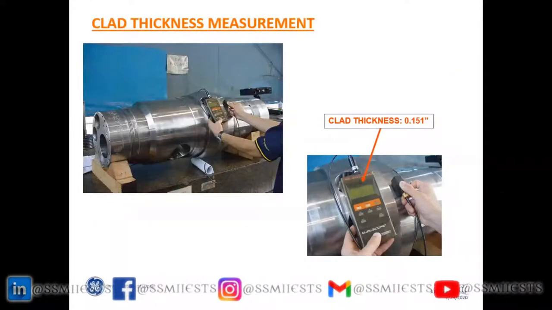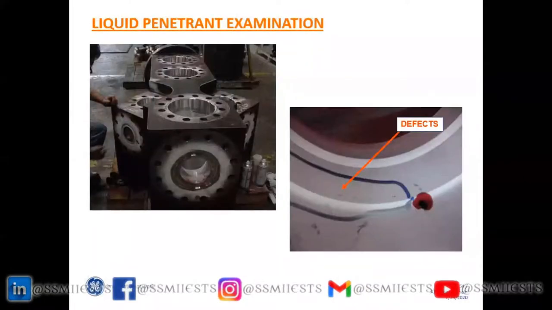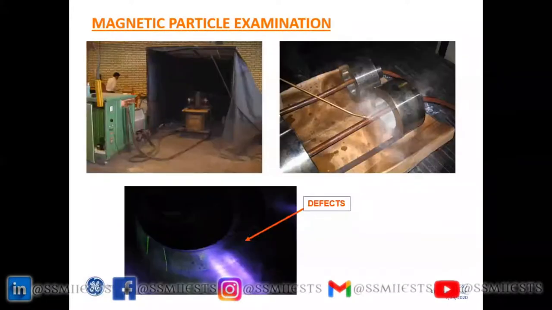Yeah. So we do the clad thickness check. We have a clad thickness gauge. We check for a minimum of 0.125 inches, which is 3.2 millimeters. Now we check if it's meeting or not. After that, we do LPI, the liquid penetrant test, to see if there's any surface defect or not. If there's a surface defect, it will come out as a red dot if we use red.